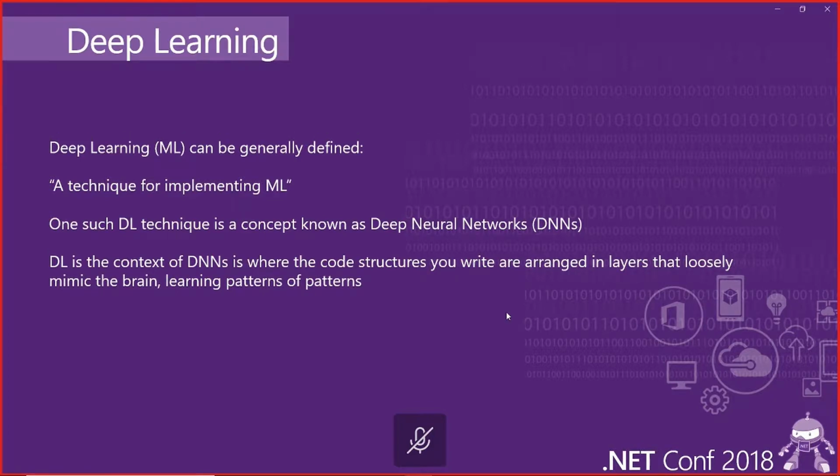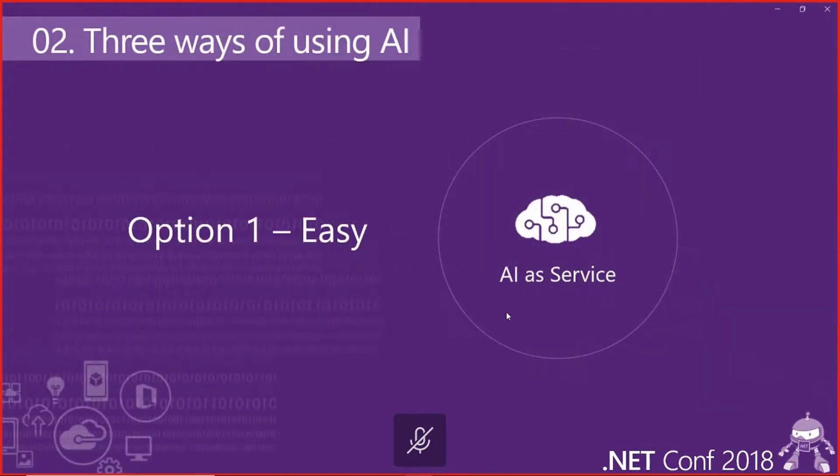Deep learning can be generally defined as a technique of implementing machine learning. One such technique is a concept known as deep neural network. Let's say deep learning is the context of deep neural networks, and a deep neural network is where our artificial intelligence code is written.